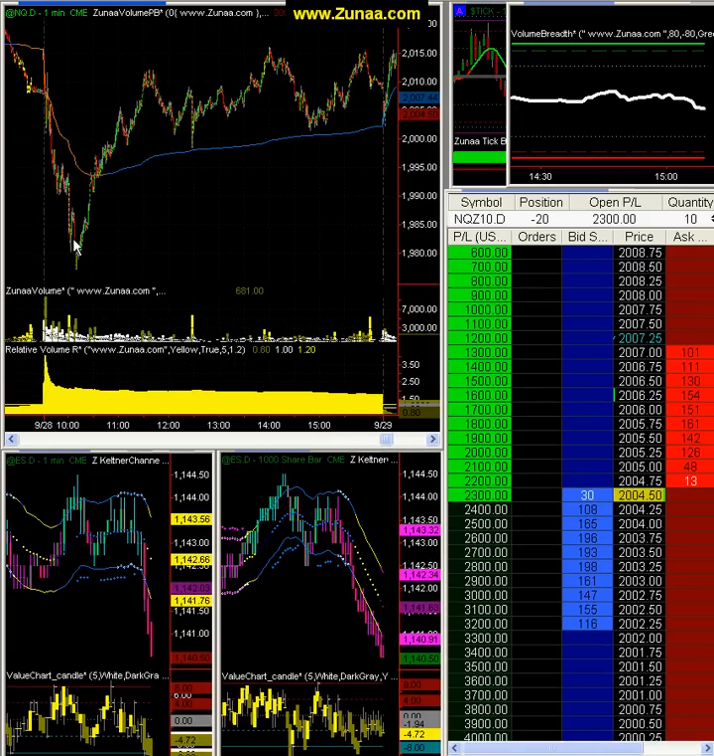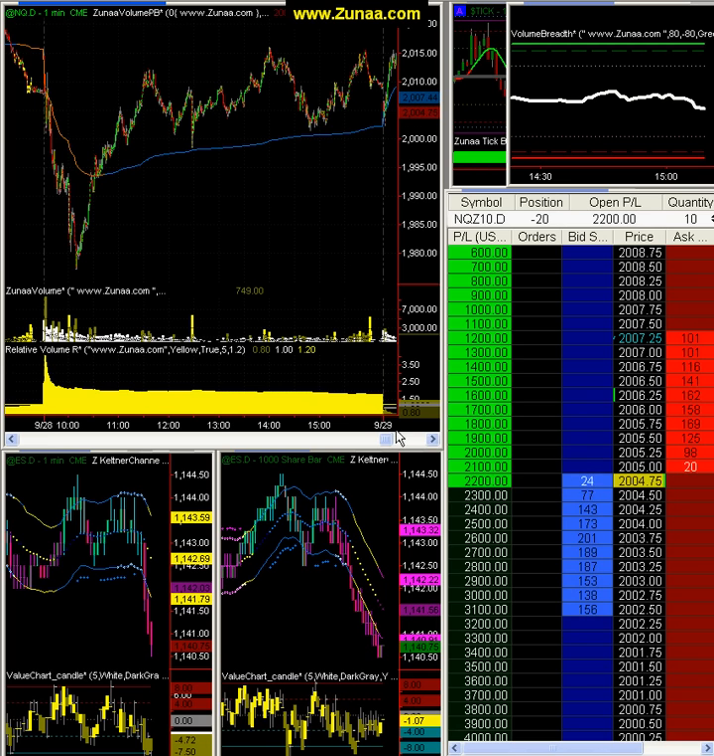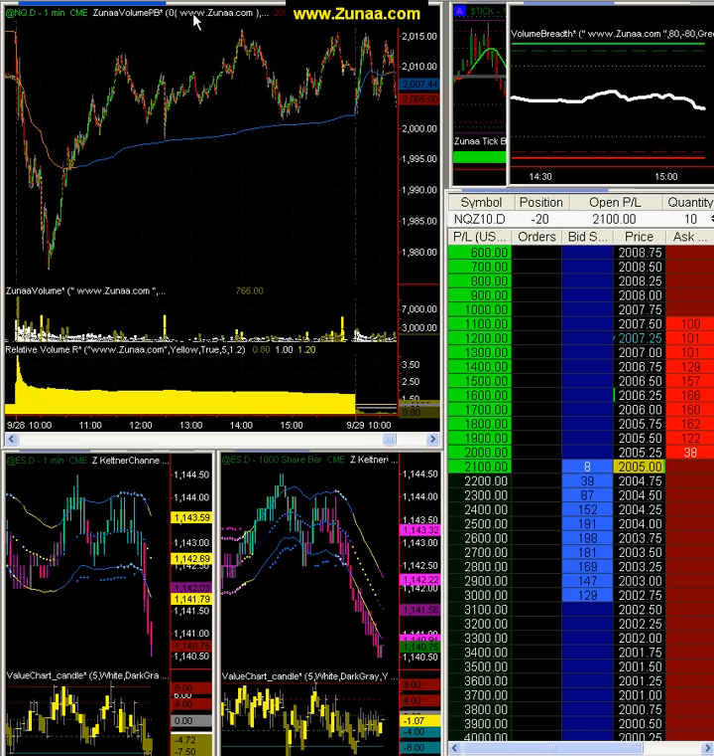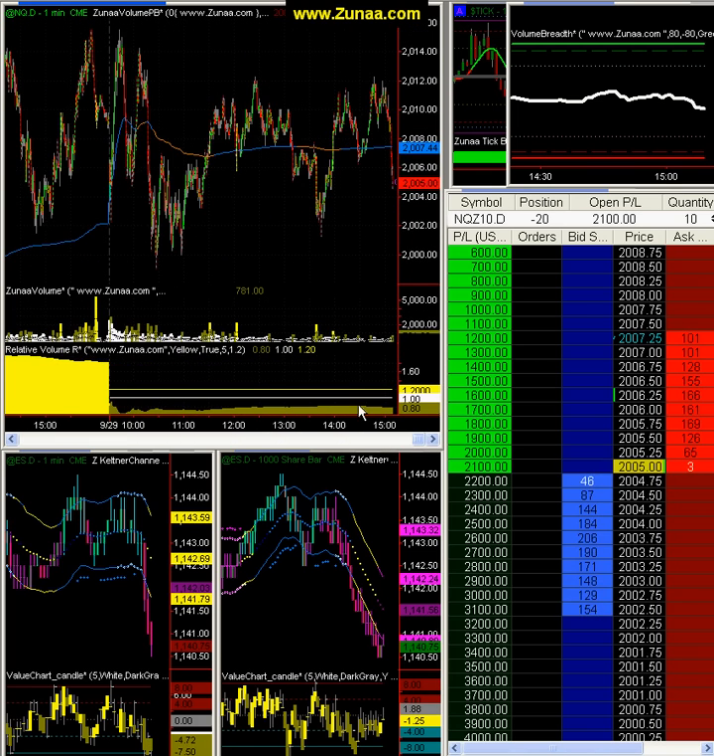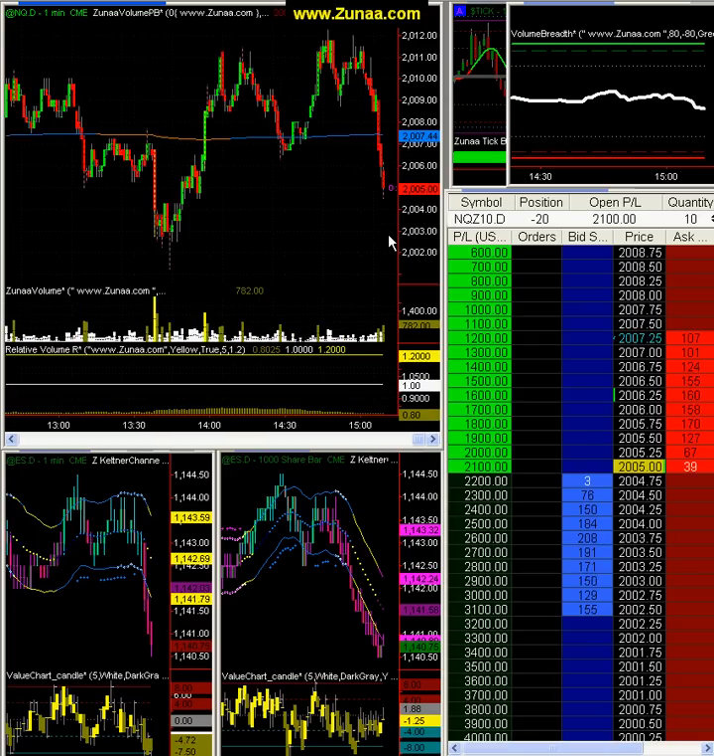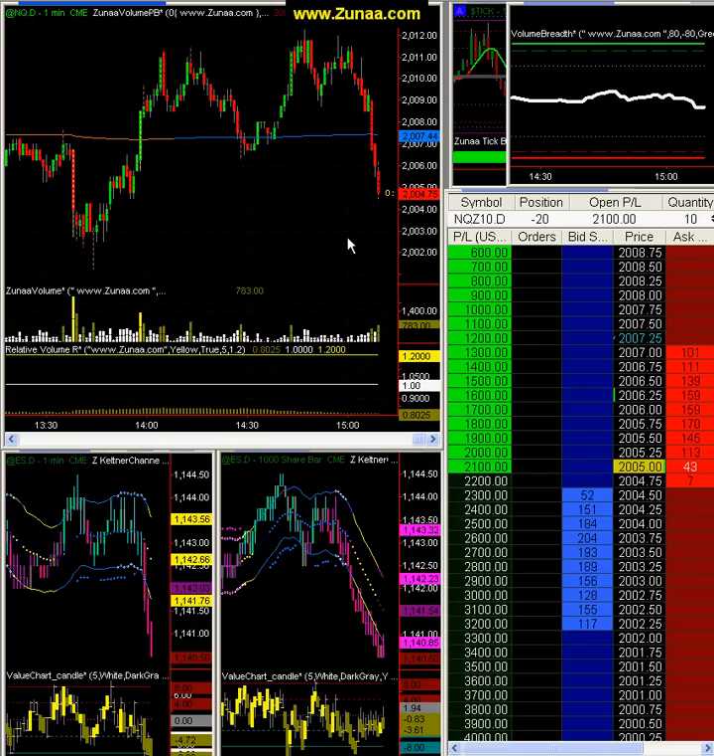High relative volume ratio days like that create very sharp moves. The range expands. There's a lot of activity in the market, a lot of participants, so you can expect that on days like this. You really have to lower your expectations a little bit more.